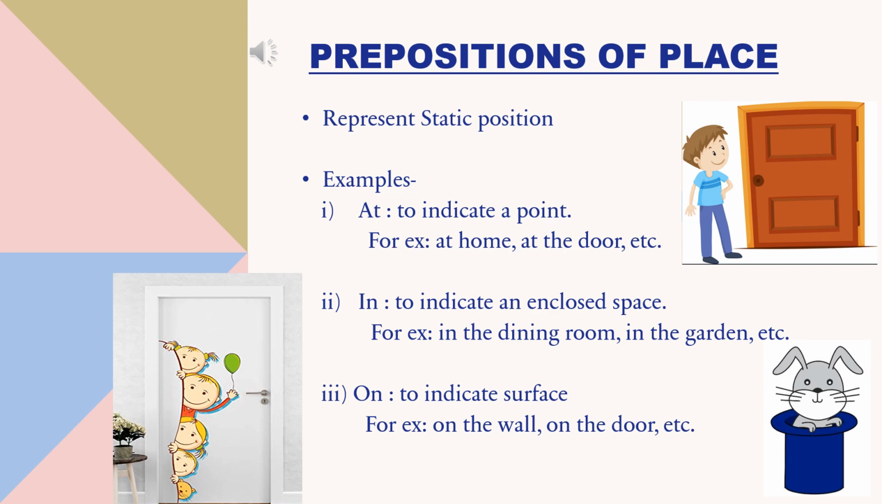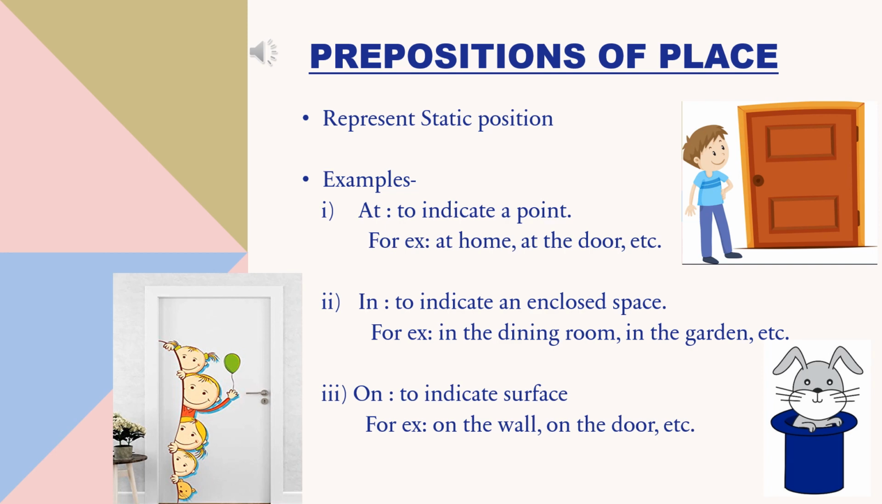The first preposition of place is at. It is used to indicate a point. For example, I am at home. The person is standing at the door. So it is basically the location of that person where he is currently present.